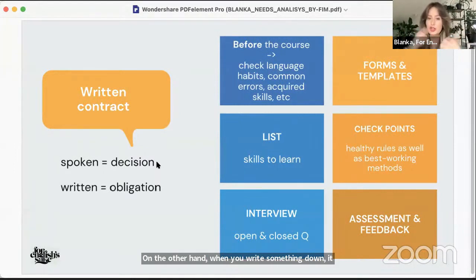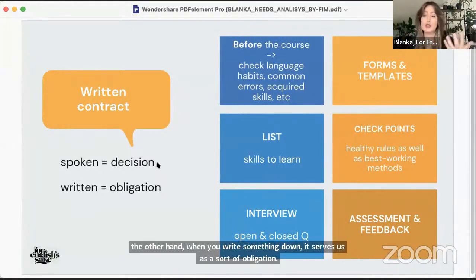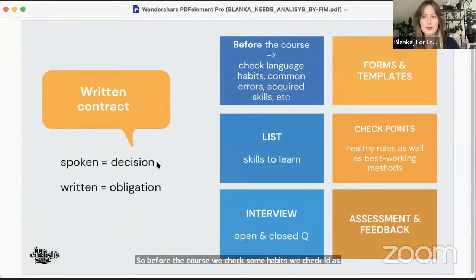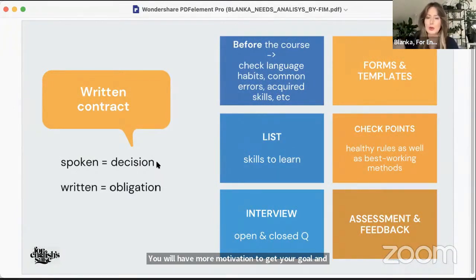So before the course, we check some habits, we check ideas, what your students love, because it's always better to read and learn, for instance, about crime stories that you love instead of politics. You will have more motivation to get your goal and to be a better speaker. I create a certain list of skills and sub-skills, systems that we should cover. We think all together about the demand, what we should cover at the beginning, and what can be a later part of the process.